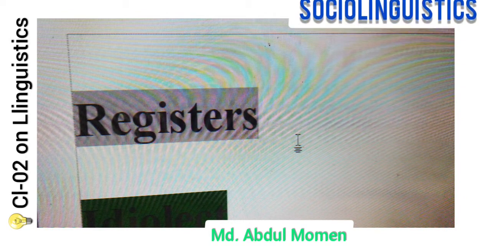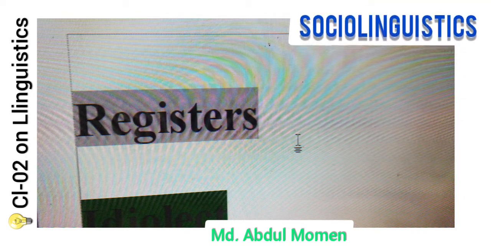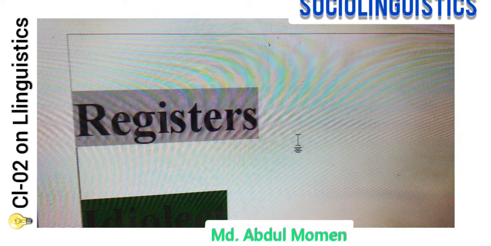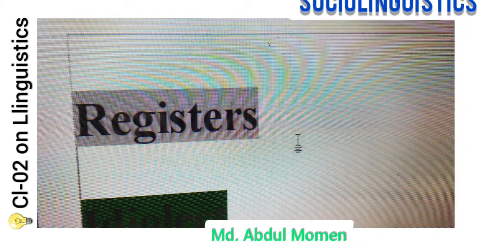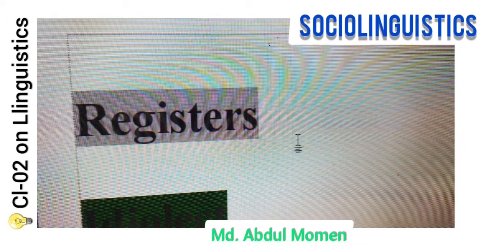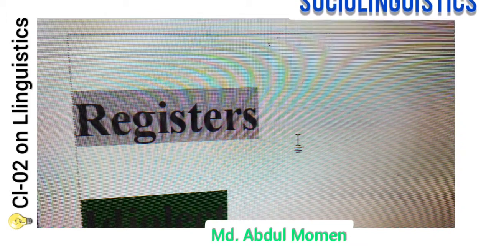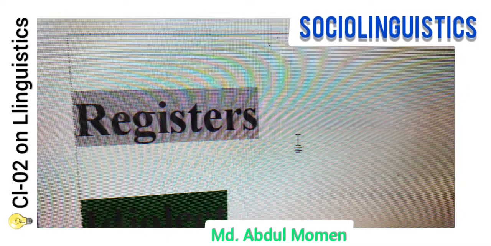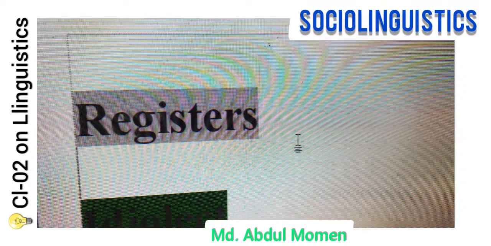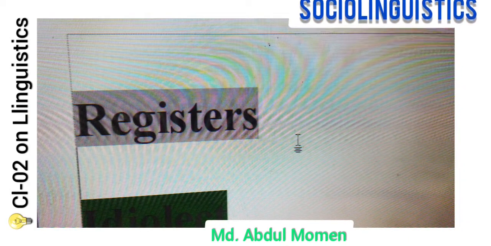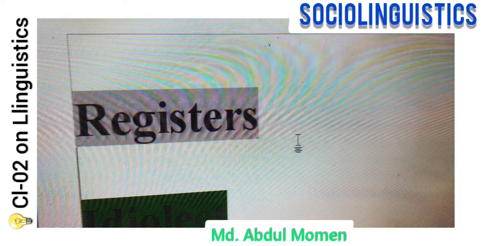In other words, a register is a speech variety used by a particular group of people, usually sharing the same occupation or profession. For example, doctors, lawyers, businessmen, engineers, etc. or the same interest. For example, stamp collection, cricket fans, etc. Thus, it is characterized by major distinctions of spoken, written, language in action, or language in reflection.